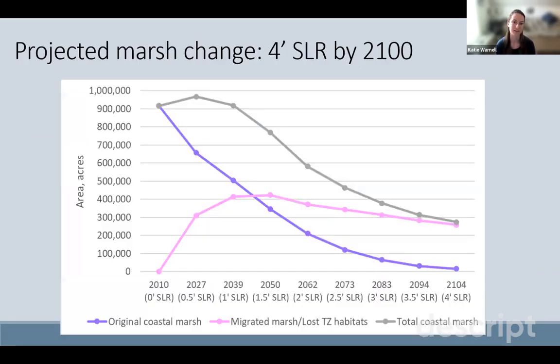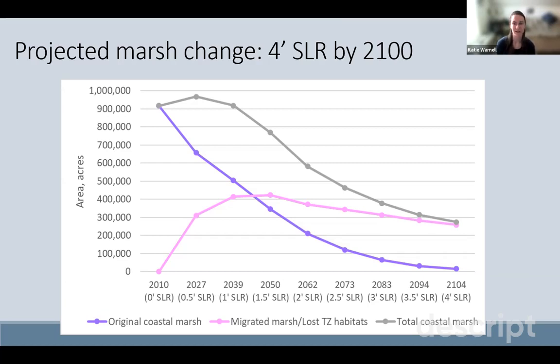And what we found was that, let's go through one line at a time here. There's a lot of potential for inland migration. That's the pink line. So you can see that starts from 0 with our baseline year, and then it increases quite a bit through mid-century. The sea level rise projection that we use predicts about 1.5 feet of sea level rise by 2050 and about 4 feet by the end of the century. So there's quite a bit of potential for inland marsh migration through mid-century, and then it declines a little bit.